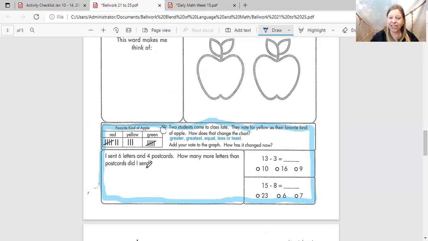How many more letters than postcards did I send? Notice I said part of that question sentence with more feeling than others. That's because when you read "how many more" and then the word "than," it tells you it's a comparison. When you're comparing two numbers, you should be thinking of subtraction.